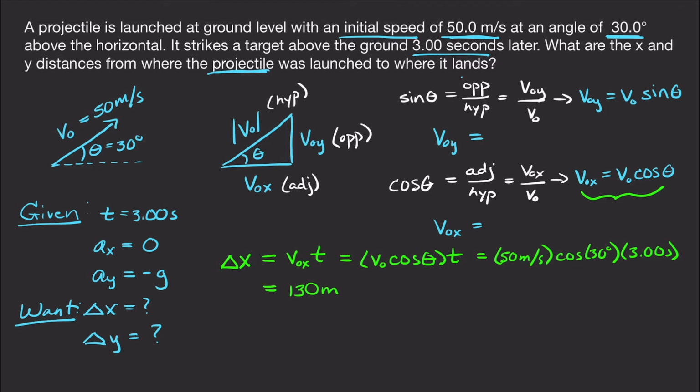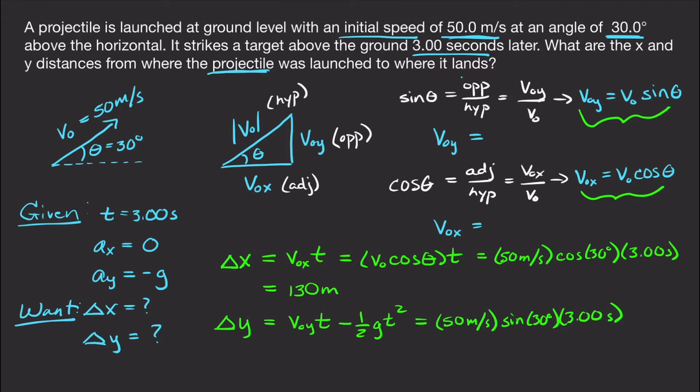And then if I'm given time, and I know the initial y component of velocity, then that means I should use this kinematic equation for y, so the exact same one that we used for x. So we get minus 1/2 gt squared. Okay, so this, again for V0y, I'm going to plug in V0 sine theta. So I'm just going to punch in the numbers, 50 meters per second times sine of 30 degrees, times my 3 seconds.